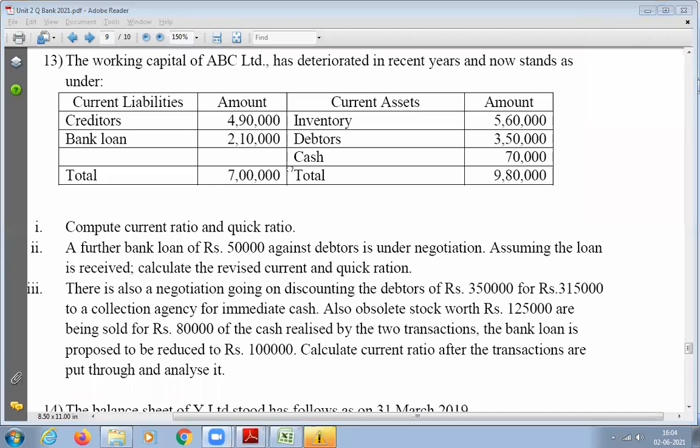Here, ABC Limited has given us only half the balance sheet. He has given only the current assets and current liabilities. That is why you can see the balance sheet is not tallying. So don't worry, it is not the full balance sheet. That's why it is not tallying. Okay, so he has given us 3 scenarios.